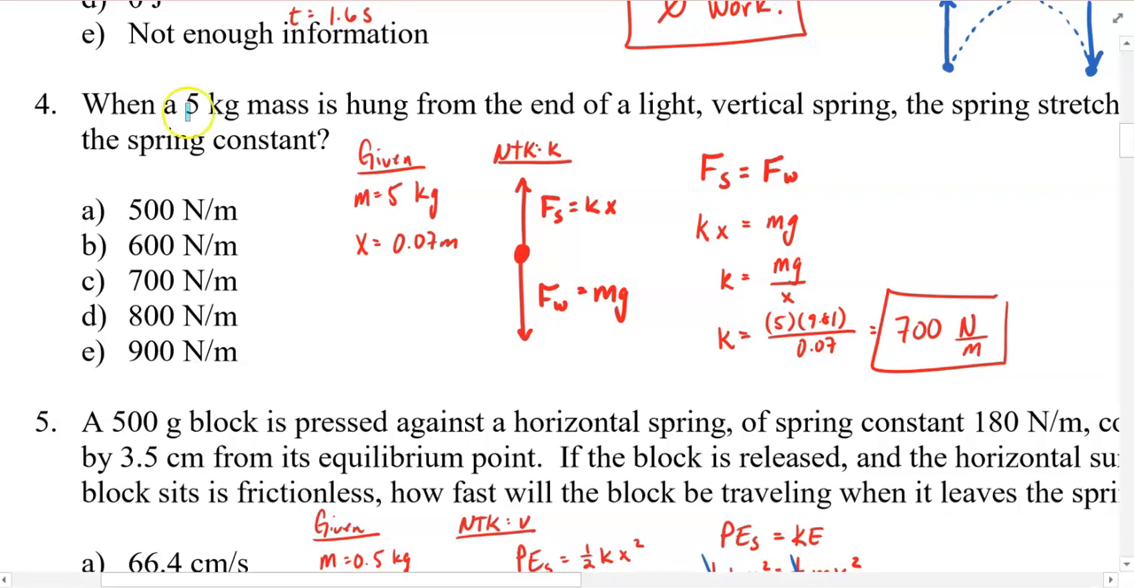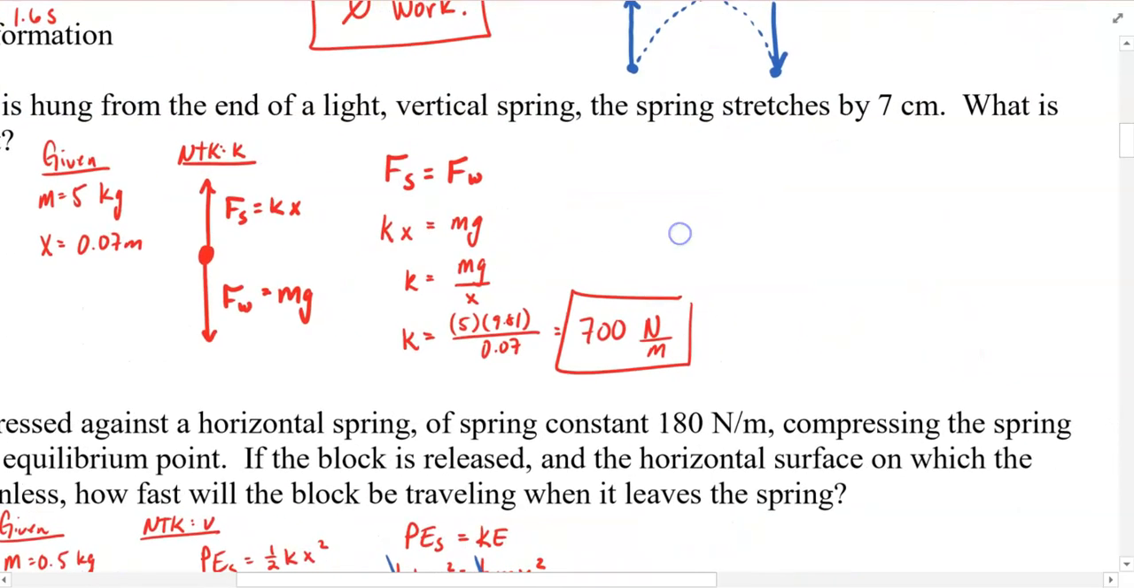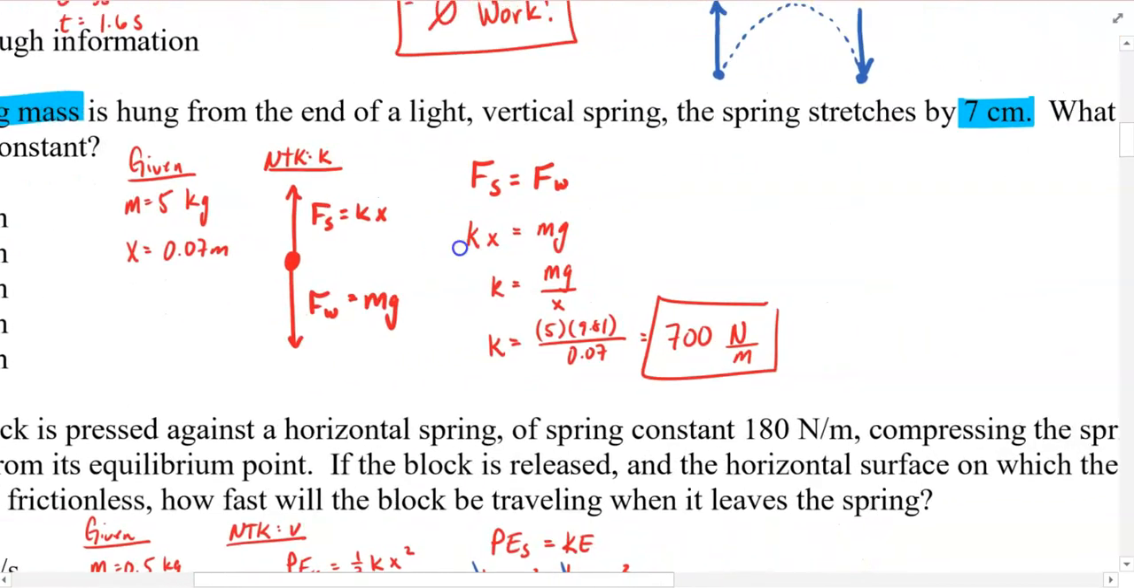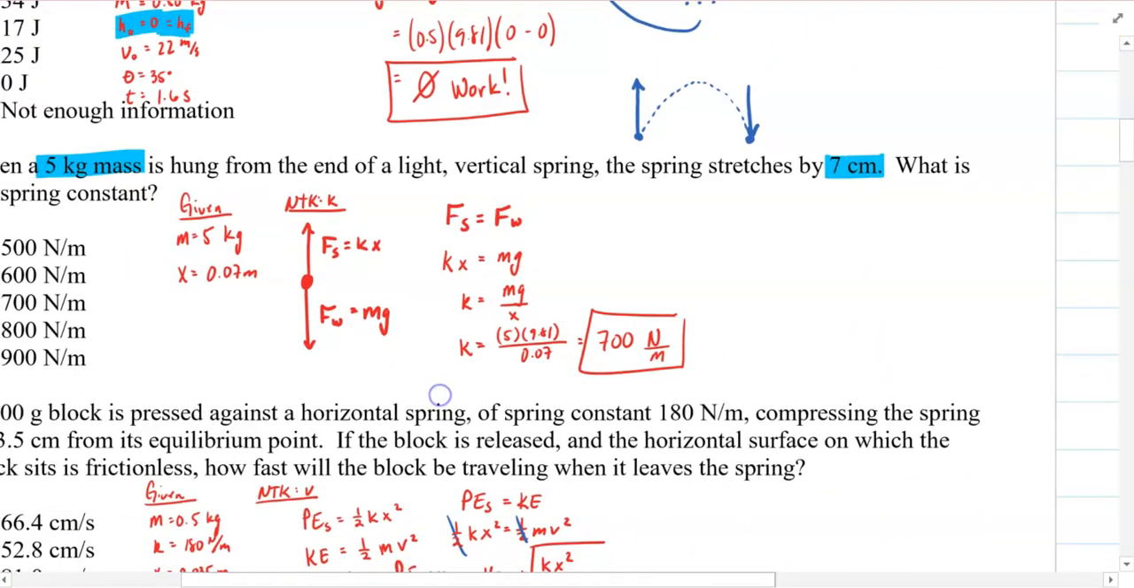Now in number 4, we're being told that a 5 kilogram mass is hung from a spring, and the spring stretched by 7 centimeters. What is the spring constant? So an assumption that's being made here is that the spring has stretched and then come to rest. It's at its, I don't want to say equilibrium, because that's where the spring would rest in its relaxed state, but it's come to rest. The object has stopped moving.